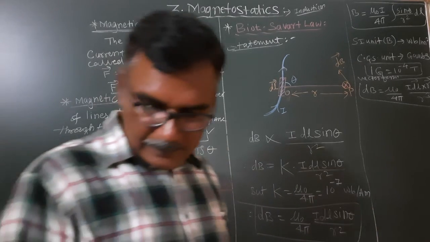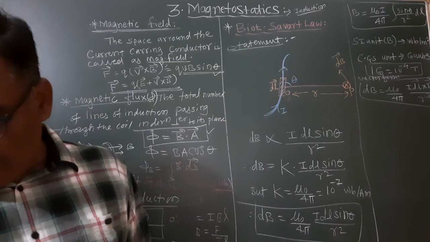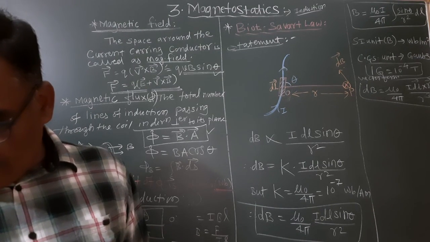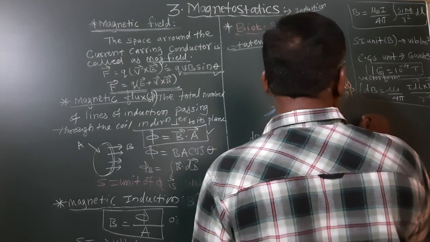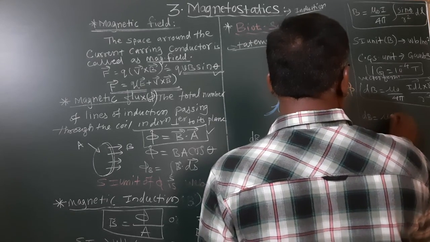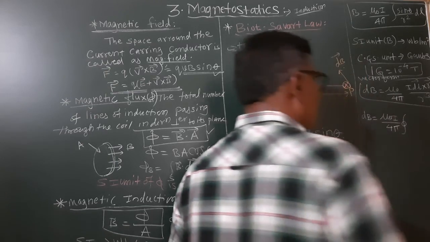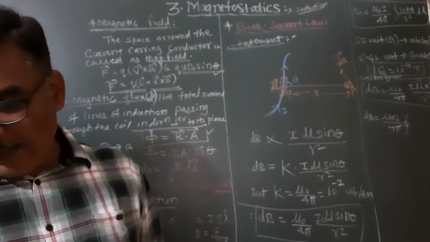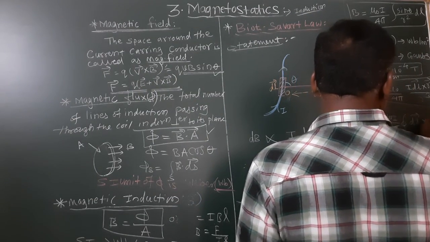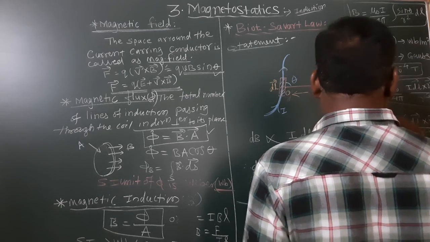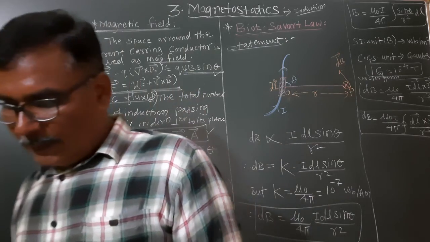This can also be written as, the direction of magnetic field dB bar is perpendicular to both the current carrying element dl and the position vector r bar, then dB bar is equals to mu 0 I upon 4 pi dl bar cross r bar divided by r cube. This is one more formula, the integral form of Biot and Savart law.